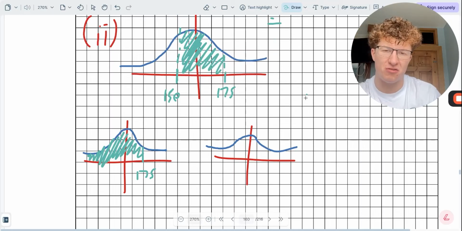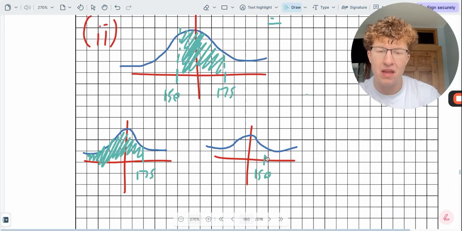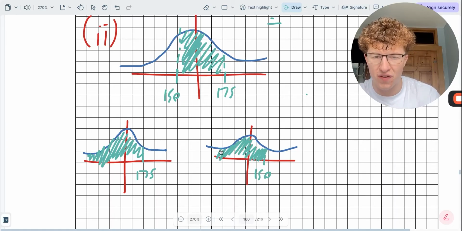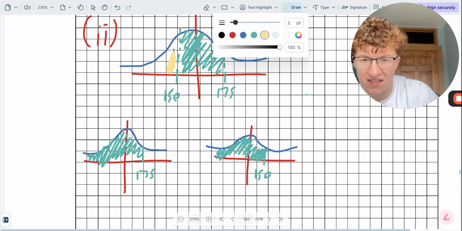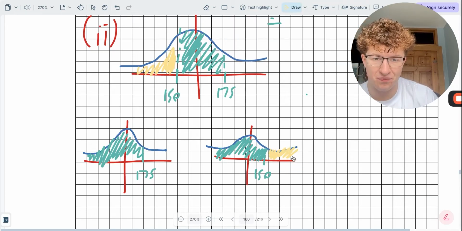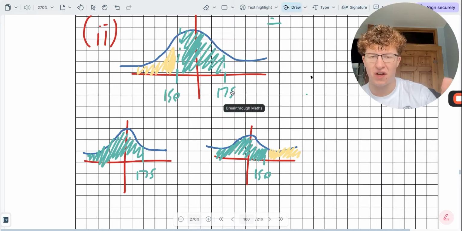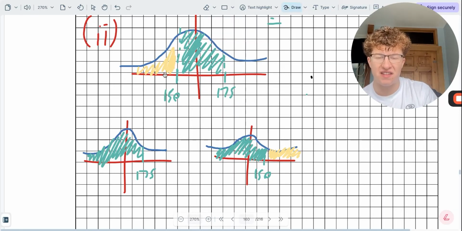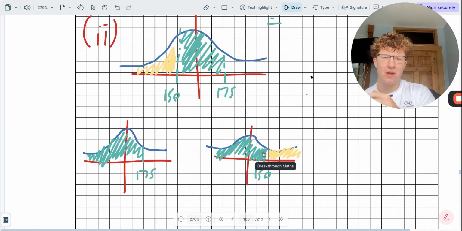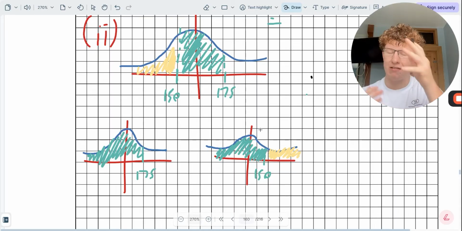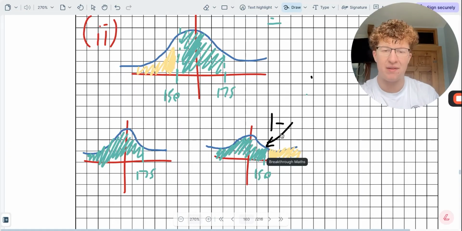But since the distribution is symmetrical, I can actually flip this and I can put the 150 here. And then if I was to get the area to the left of the 150, the remaining area would actually be, I'll color it in yellow here. This area here would actually just be this guy here. So what I'm going to have to do is first get the area of the 175 down to the left, but then I'm going to have to minus off this yellow area. And to get that yellow area, I know the total area under the curve is 1. So this area here is going to be 1 minus this green area. So that's what I'm going to do.